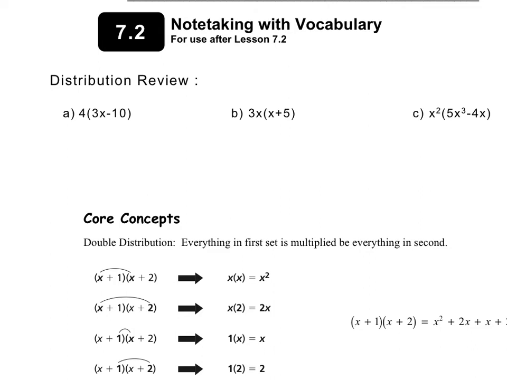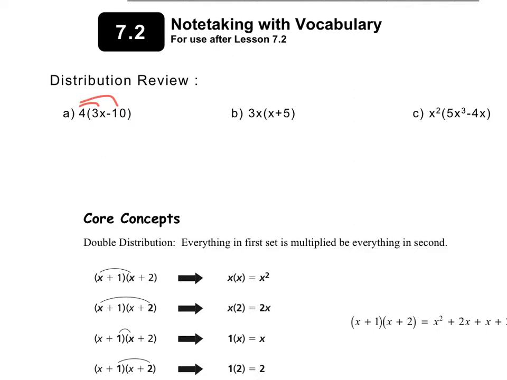Okay, so this lesson looks at multiplying with polynomials. So we're going to start off with just a nice simple distribution review. So remember, anytime we have just a number or something sitting out in front of parentheses, we need to distribute it to everything inside the parentheses. So the 4 that's hanging out front on A needs to be multiplied by both of those pieces.